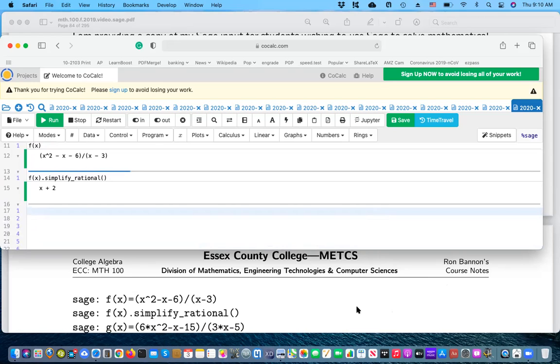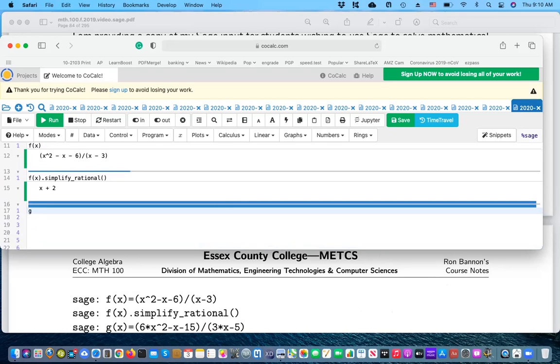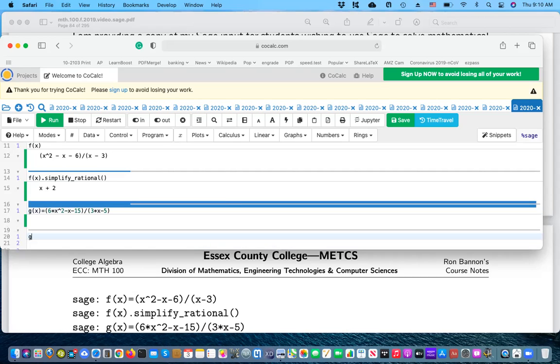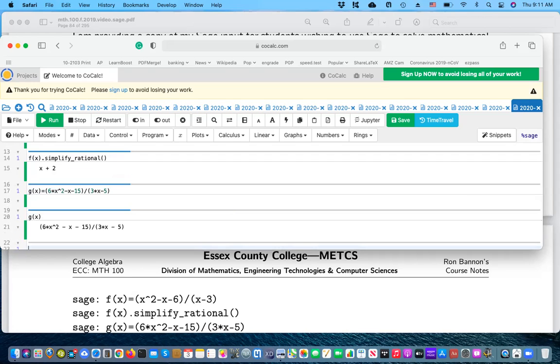All right, I'm going to go through the next one. I'm going to write down another function, and this is going to be g of x, and g of x is being assigned 6 star. Remember, you need to use the multiplication symbol star in Sage, otherwise it won't understand. Let's see, minus x, minus 15, and then we're dividing by 3 star x minus 5. I guess if I make a mistake, it'll say I made a mistake. Let me just type in g, see what it says, see if I typed it in right. And it says 6x squared minus x minus 15 divided by 3x minus 5.